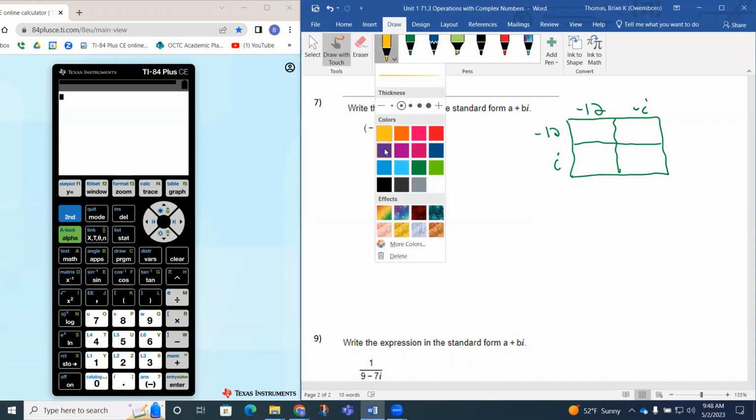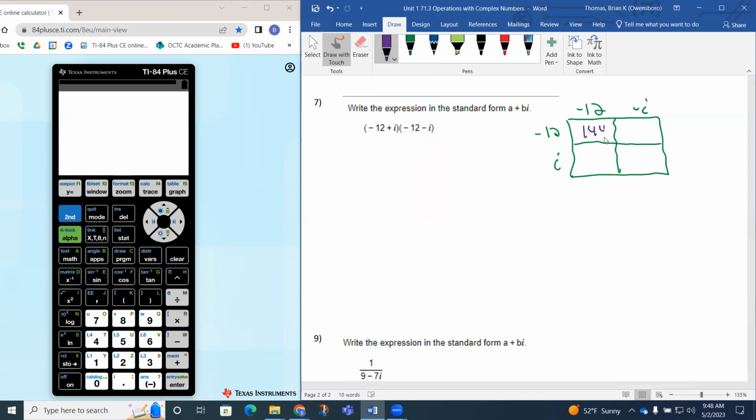So as I multiply this all out, we have -12 times -12, which is 144. We have a -12 times a negative i, which is going to be a positive 12i. And we have an i times -12, which we actually write as -12 times i. And then we have an i times negative i, which would be a negative i squared.